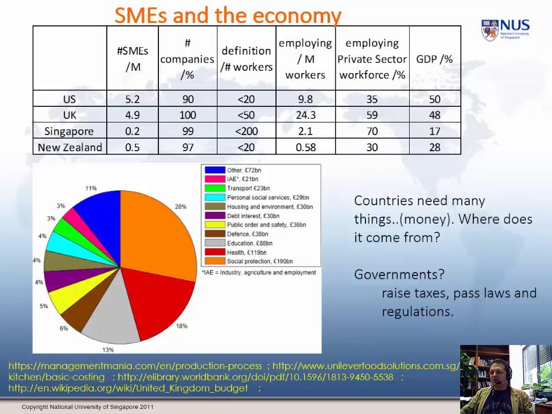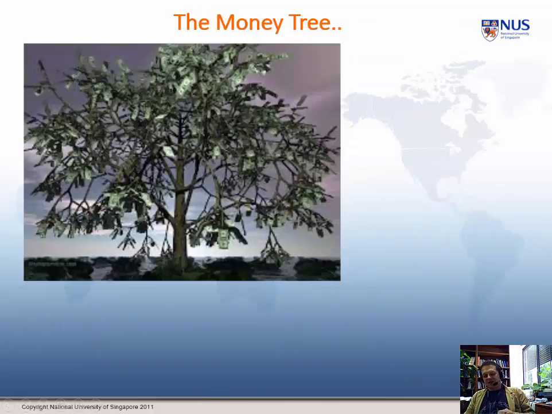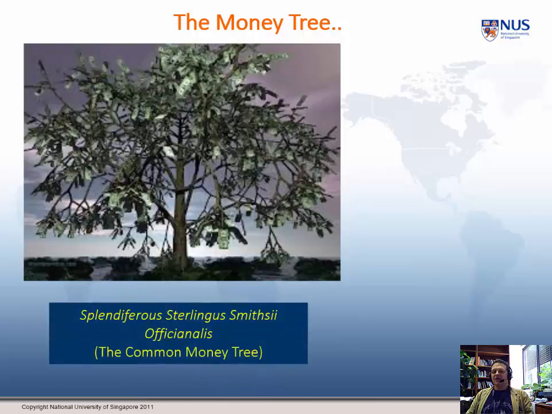But they do not actually make money. So there are a number of options as to where the government might get its money from. Now, we of course are aware of this wonderful tree, the money tree. Its Latin name is Splendiferous Sterlingus Smithsii officinalis. It's the common money tree. And we know, don't we, that all governments and large companies have one of these in their backyard. In Singapore, there are orchards of them, vast orchards near the reservoirs where they grow their money.